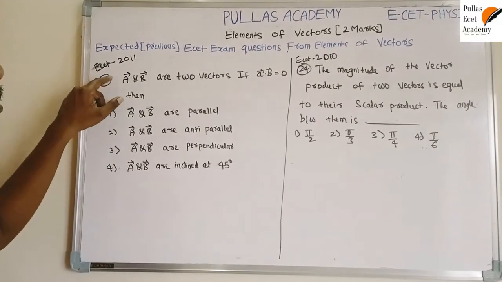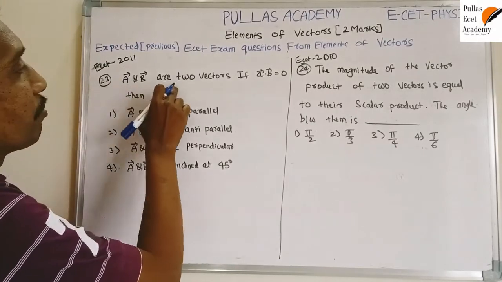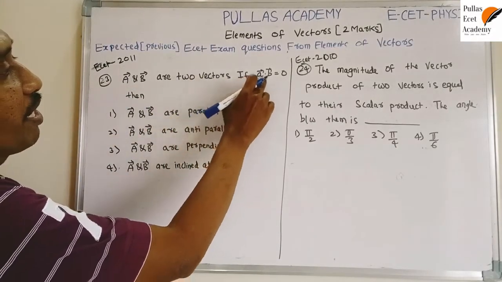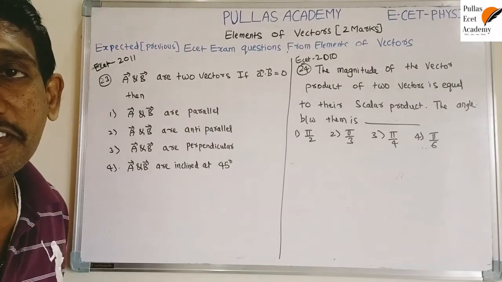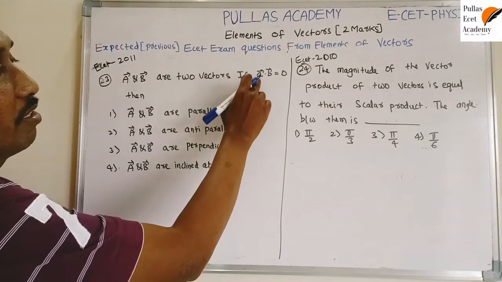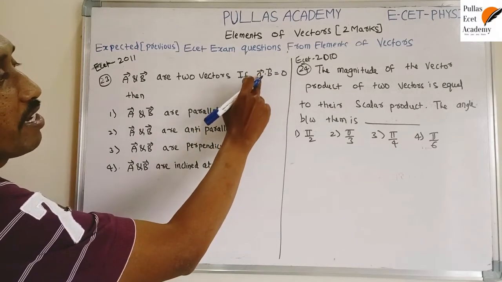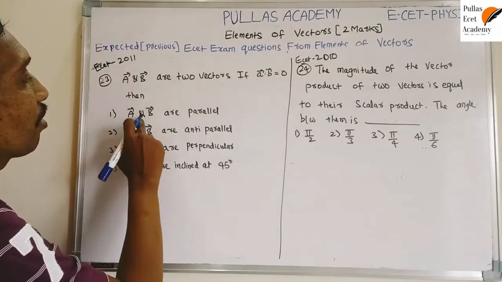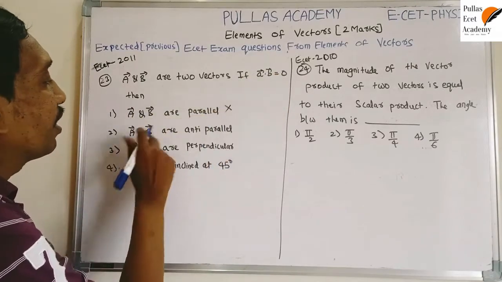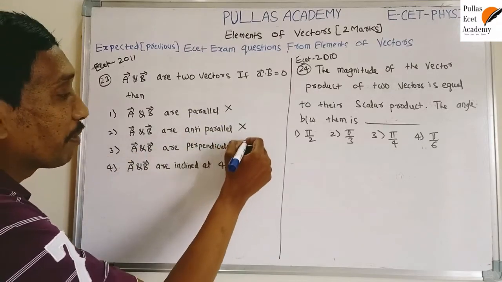The next question is repeated in the 2011 paper. A bar and b bar are two vectors. If a bar dot b bar is equal to 0, it is one of the properties of the scalar product: the scalar product of two perpendicular vectors is 0. That means a bar dot b bar equal to 0 means a bar and b bar are parallel is wrong. A bar and b bar are anti-parallel is wrong. A bar and b bar are perpendicular is right.